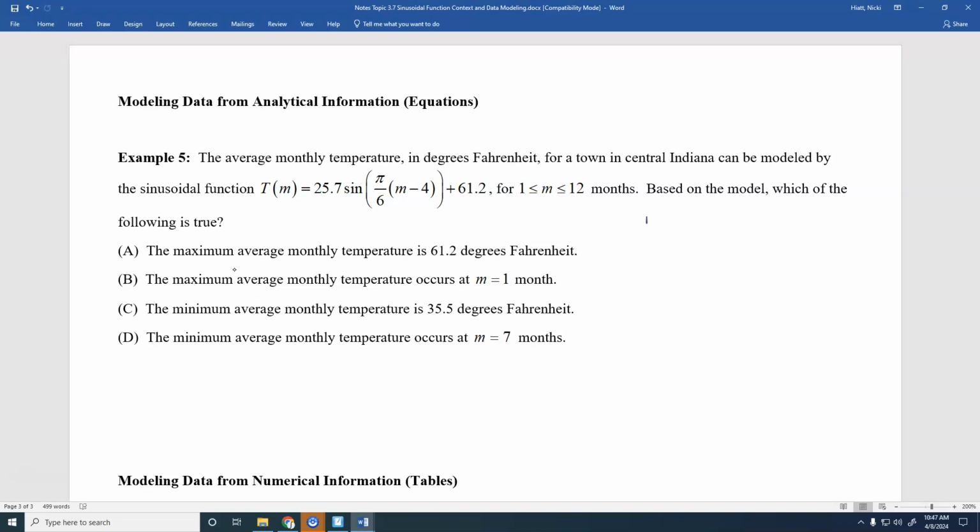If we were to sketch a graph of what is happening here, where is our midline going to be? 61.2. So our midline would be at 61.2. Where would the maximum points be? If we drew in a line for where our highest was and our lowest right here, what would the highest it ever goes be? Or how would we find it?